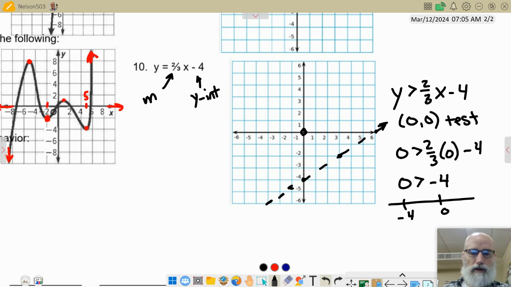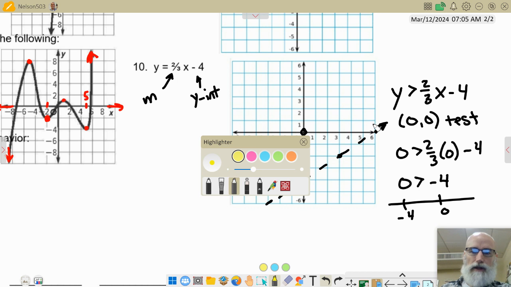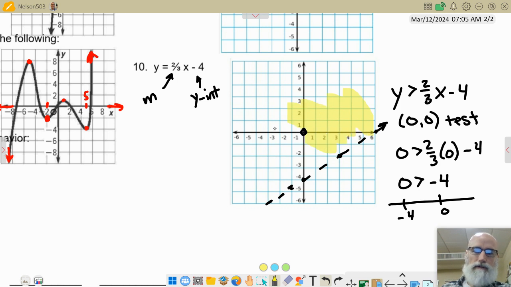So what we do next is we shade. I'm going to try to get my highlighter on to shade. And so we would shade like all of this stuff over here, saying, you know what? All these points that are up here give me true statements.